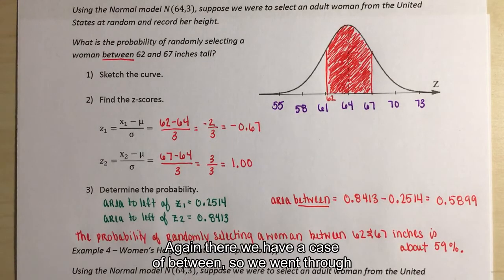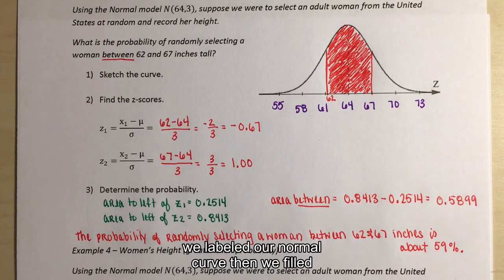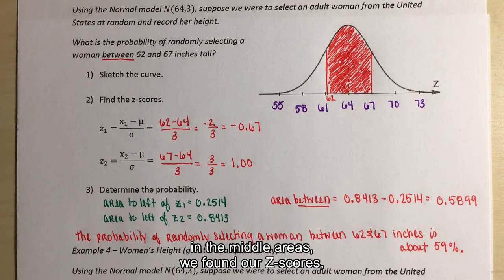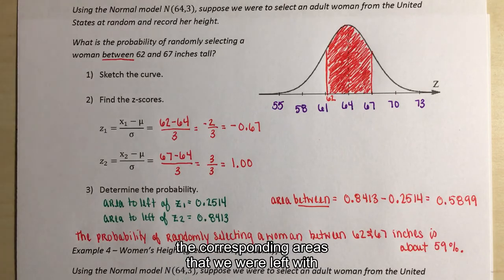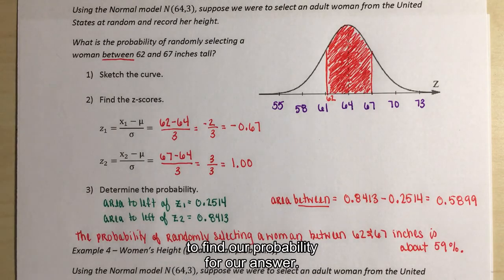So again, there we have a case of between. We went through, labeled our normal curve, filled in the middle area, found our z-scores, looked up the two different z-scores in our table, and then subtracted the corresponding areas to find our probability for our answer.